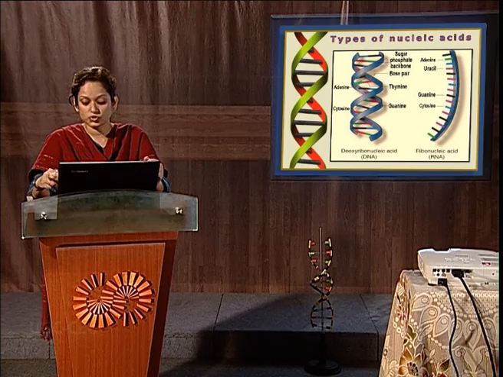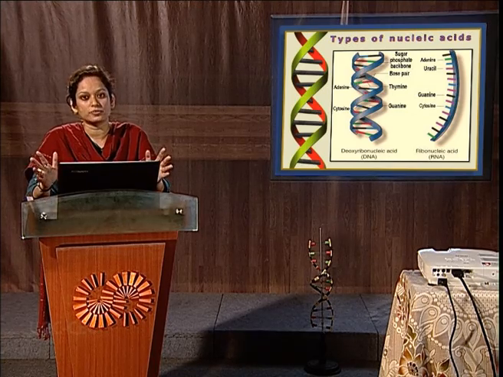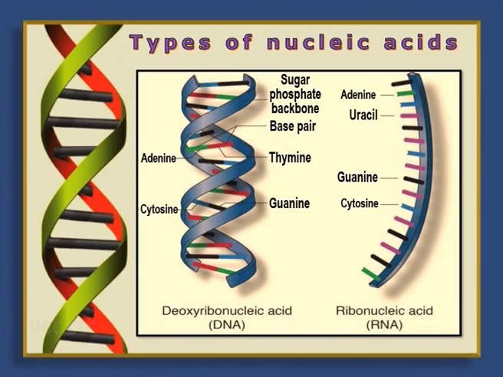Now let's move to the types of nucleic acids. The nucleic acids can be broadly divided into two main types. One is the DNA, as shown in this slide, and another is the RNA, again shown in this slide. DNA stands for deoxyribonucleic acid and RNA stands for ribonucleic acid. As seen in the diagram, the DNA consists of two strands and hence it is a double-stranded structure, while RNA consists of a single strand and hence it is a single-stranded structure.